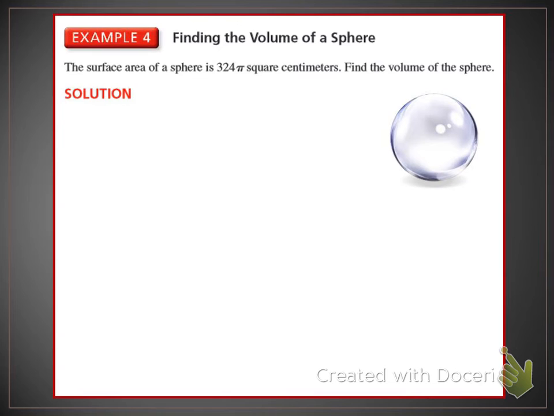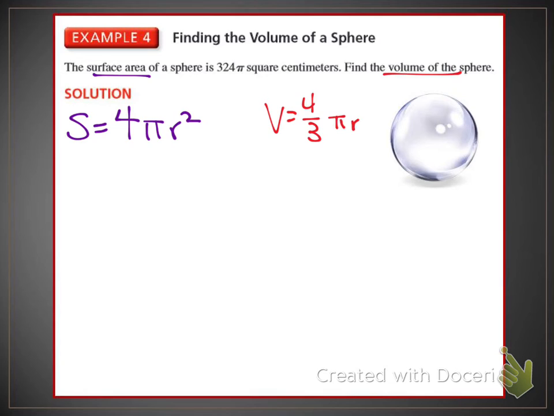So this one kind of mixes them. The surface area of a sphere is 324 pi square centimeters. Find the volume of the sphere. So let's kind of write this out. What is the surface area formula for a sphere? 4 pi r squared. And the volume formula of a sphere is 4/3 pi r cubed. What do they have in common? The radius, right? So we can find the radius and then plug the radius in.